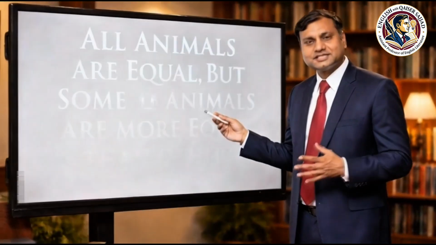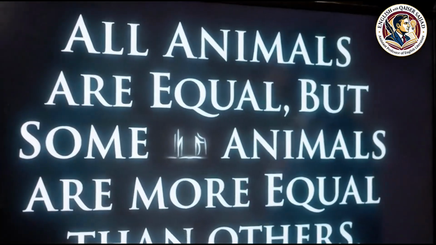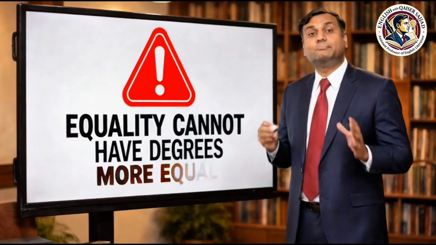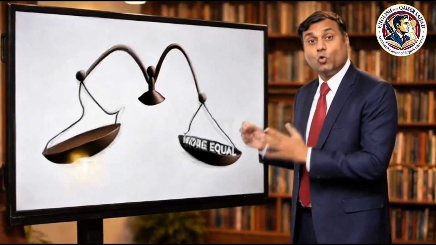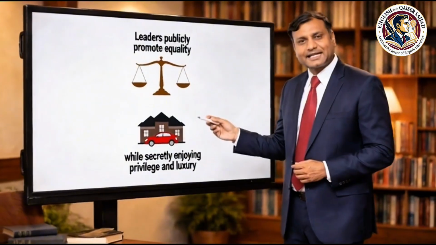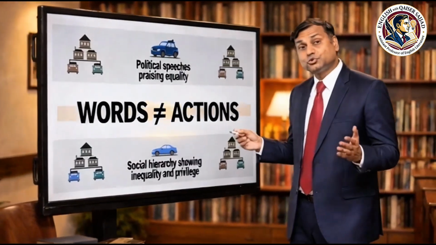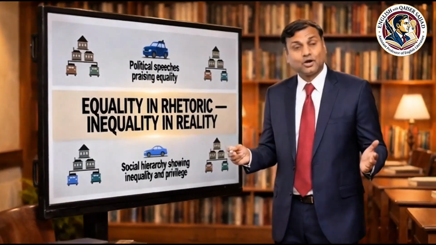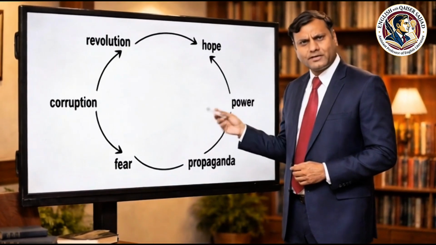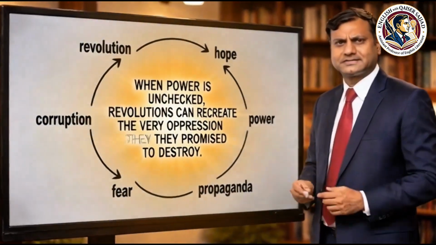This idea reaches its climax in one of the most famous lines in world literature. As literature students, we should recognize that this statement is logically impossible. No one can be more equal. The sentence deliberately violates logic. Yet it perfectly captures the hypocrisy of authoritarian regimes. They continue to speak the language of equality while practicing inequality. Through this final transformation, Orwell warns us that revolutions can fail when power becomes more important than principles.